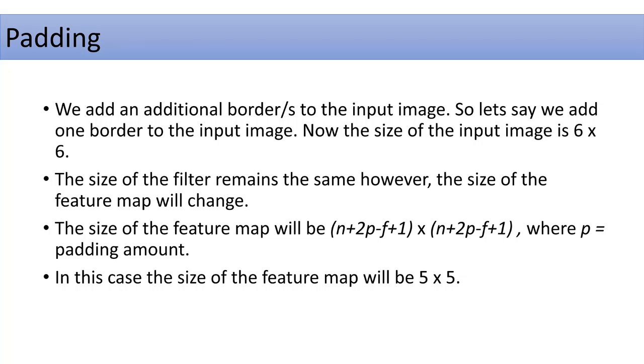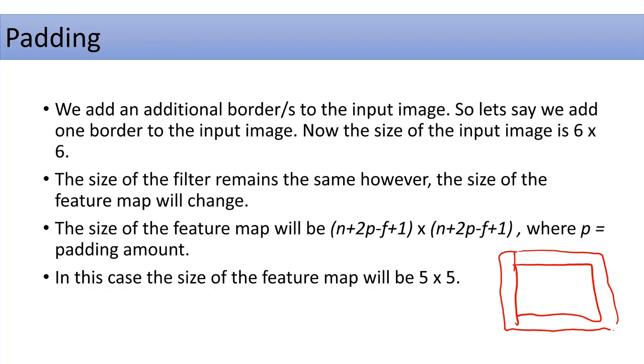What is padding exactly? Basically, we have our block, that is our input image, and we pad that image around the corners. This is basically adding one border to an image, or we can add multiple borders to an image. So say if we have a 5 by 5 image, when we add a border, our input image becomes a 6 by 6 image.